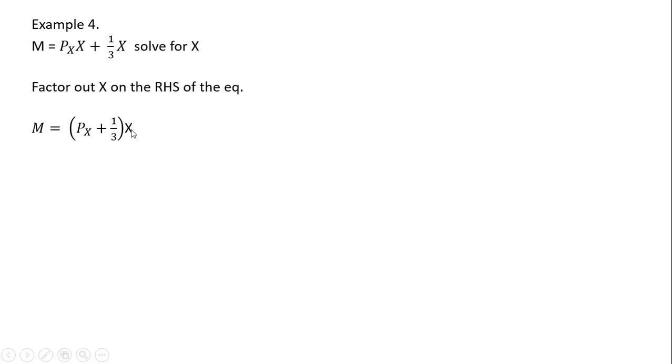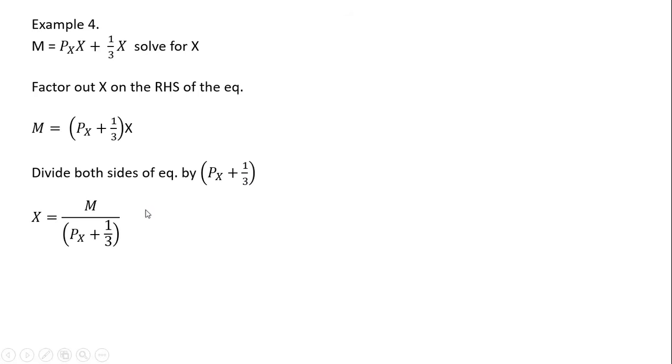So notice if we were to multiply x by what's in parentheses, we'd just get back the original p subscript x times x and 1/3 times x. And then the next thing I want to do, I want to solve this for x, so I want to isolate x. Let's divide both sides of the equation through by what's in parentheses. So we're going to divide everything through by what's in parentheses. Doing that, we're going to get this result.